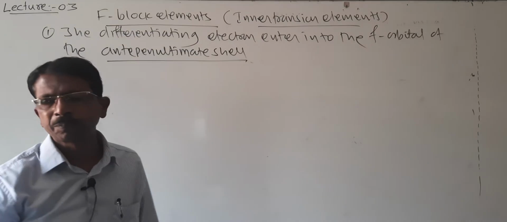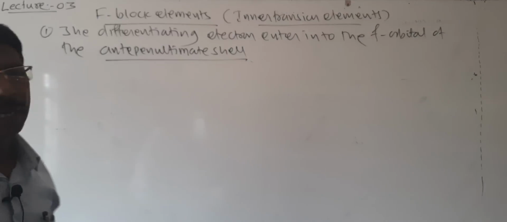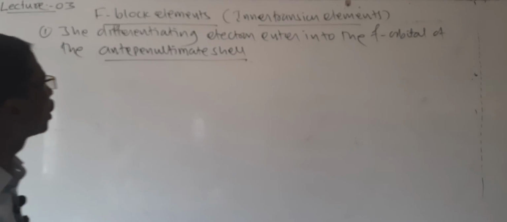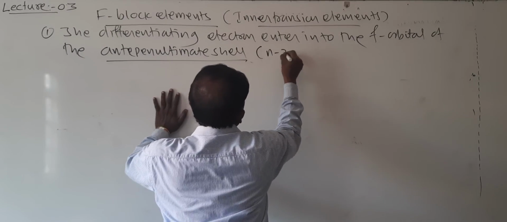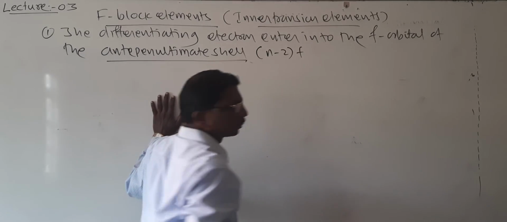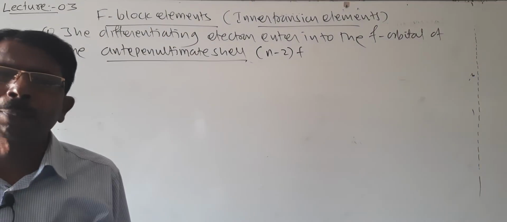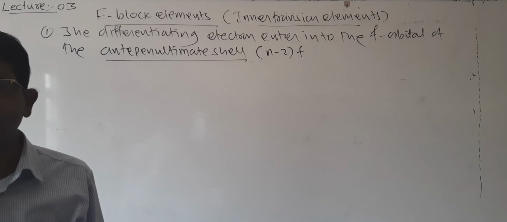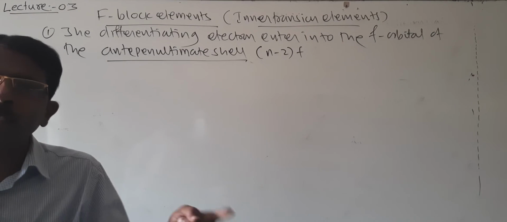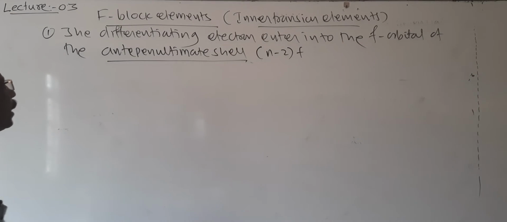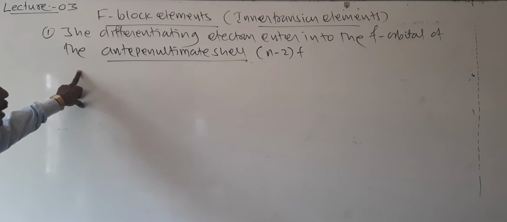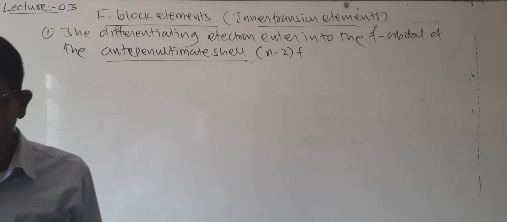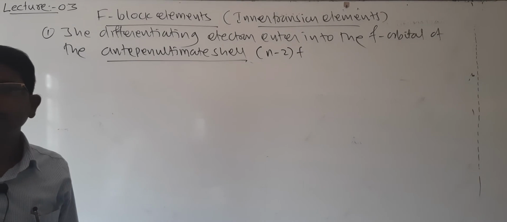Look here students, anti-penultimate shell, that is called as n minus 2 f. Anti-penultimate, not penultimate. Penultimate is before the last, anti-penultimate means two positions before. So the differentiating electron enters into the f orbital of the anti-penultimate shell. So it is n minus 2f, the entry happens in n minus 2f.